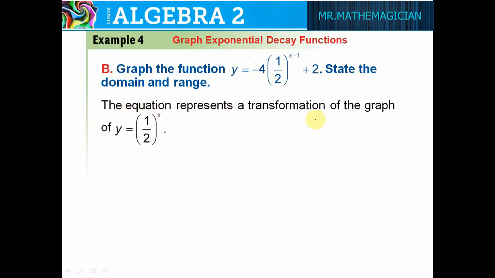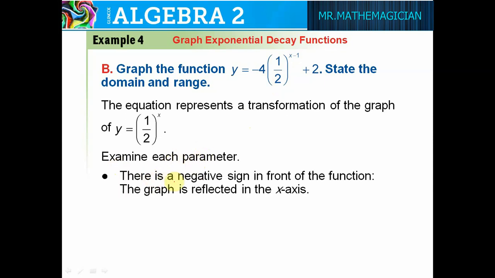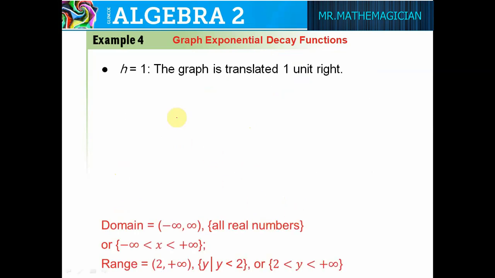The equation represents a transformation of the graph of y equals half to the power of x, means this is the parent function for this one. Let's examine each parameter. There is a negative sign in front of the function. The graph is reflected in the x-axis. A equals 4, the graph is stretched vertically. H equals 1, the graph is translated 1 unit to the right because it has negative in front of it, so 1 unit to the right. K equals 2, the graph is translated or shifted 2 units up.